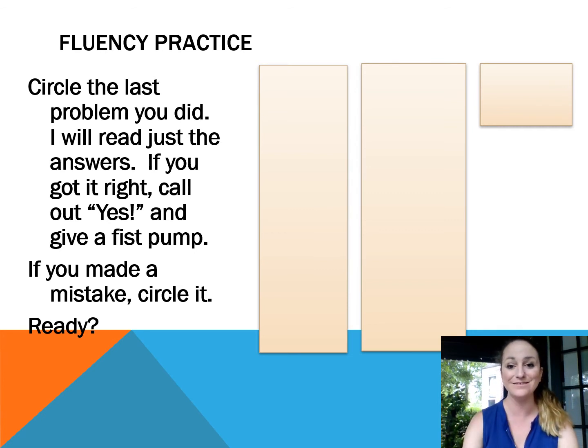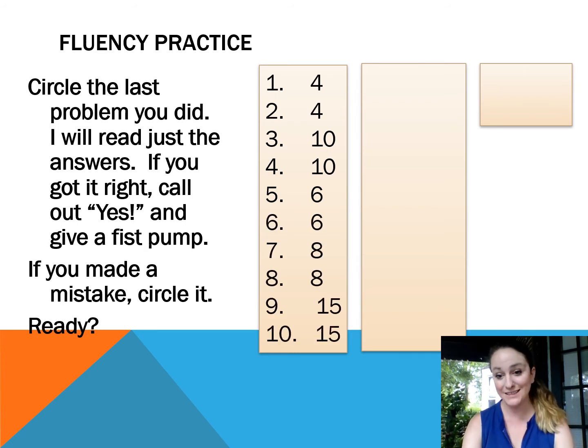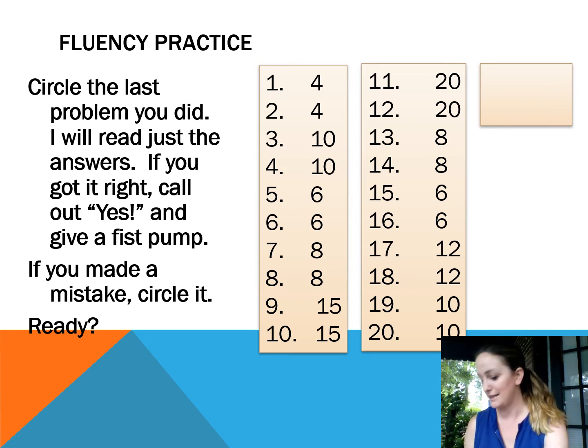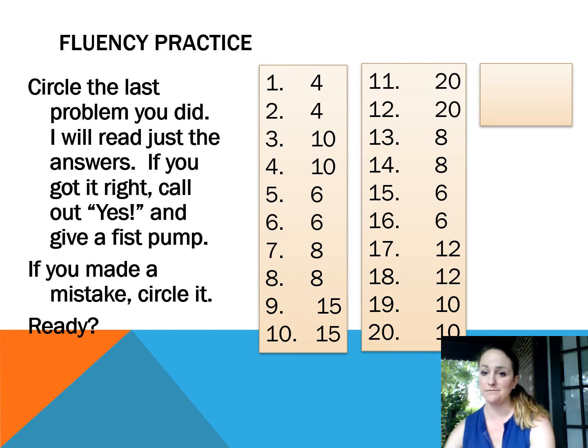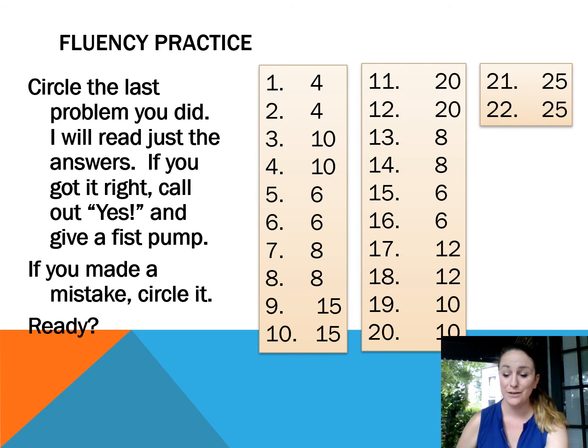Ready? Let's go. 4, 10, 6, 8, 15, 20, 8, 6, 12, 10, 25. We'll stop there. Write your number correct in the right-hand corner of your page. Now you have your goal for Sprint B.